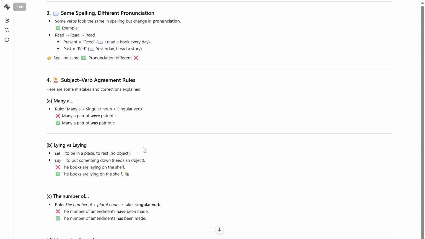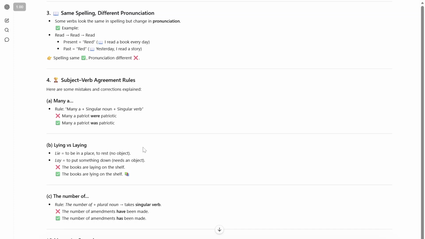C. The number of rule. The number of plus a plural noun takes a singular verb. Wrong: The number of amendments have been made. Correct: The number of amendments has been made. D. Mountains. Example, Himalayas, always plural. The Himalayas are in the north of India.